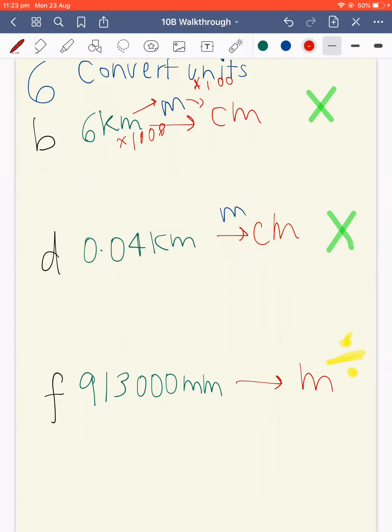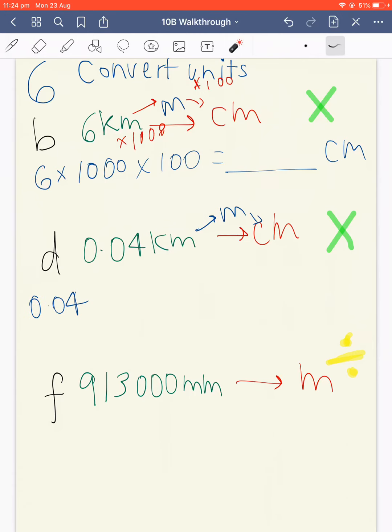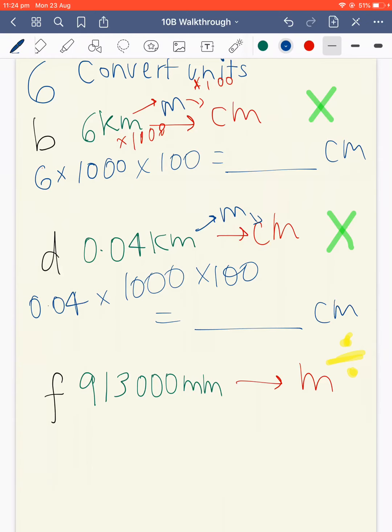So your answer, when you're going to use a calculator for this one, will be 6 times 1000 multiplied by 100, and that will give you your answer in centimeters. Next one, similar thing, we have to go from kilometers to meters, then meters to centimeters. So same as above, you're going to have your number, and then you're going to be multiplying your number by 1000 to get to meters, and then multiplying it by 100 so we get it to centimeters. And again, remember to write your answer with your units of measurement.